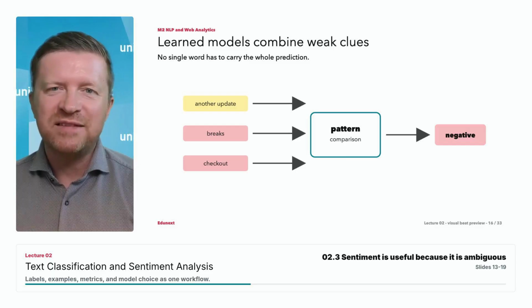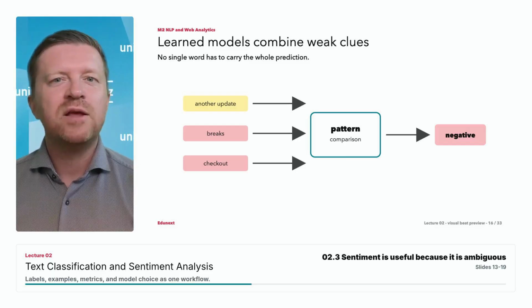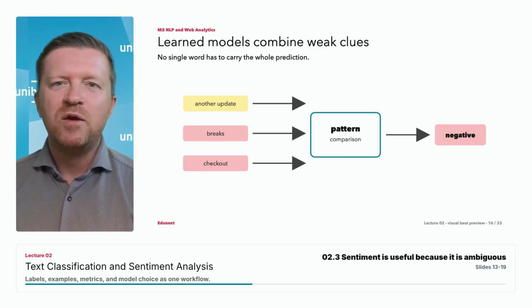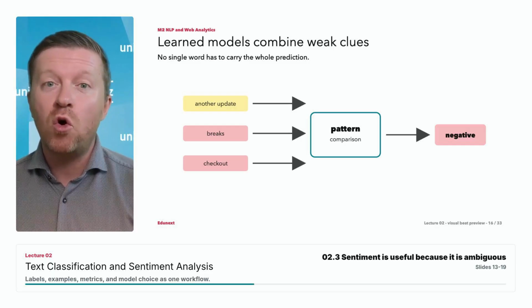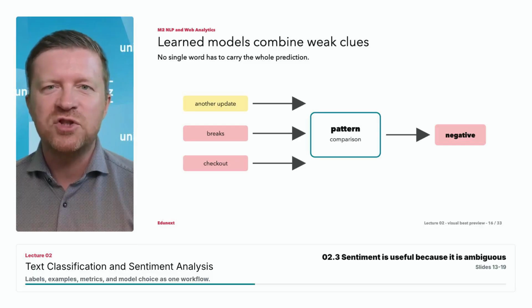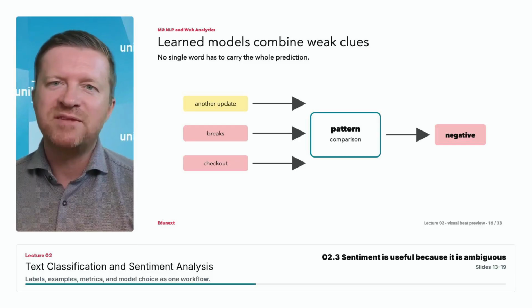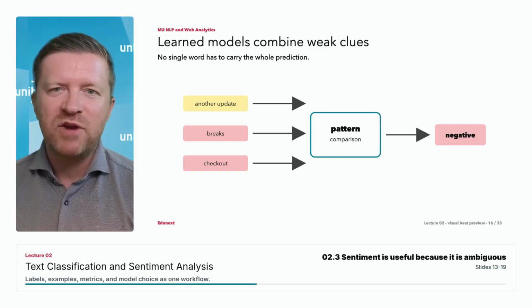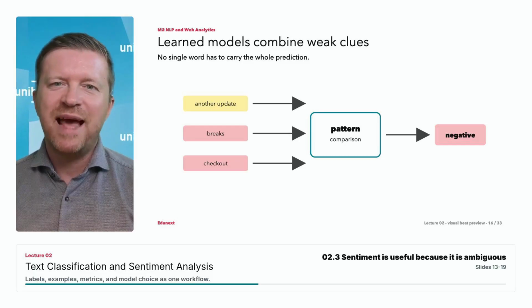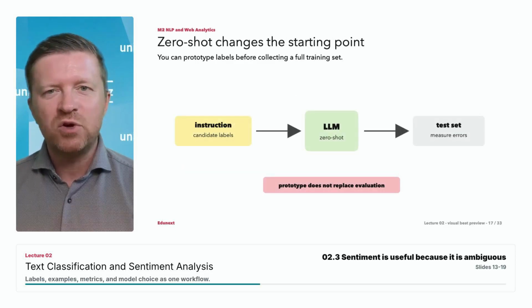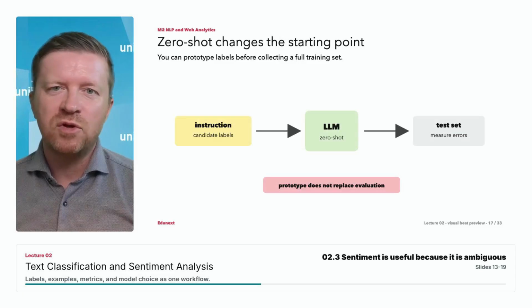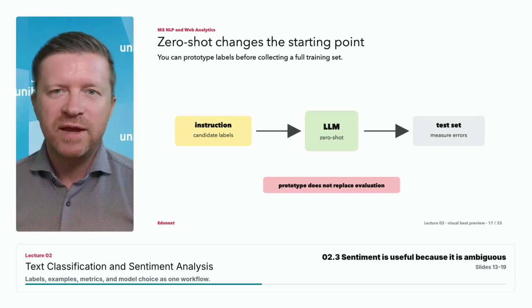A learned classifier works differently. It can learn that "another update," "breaks," and "checkout" often travel together with frustration or urgency. It does not need to trust just one keyword. It can combine several signals. This is not magic. It still depends on the quality of the training examples, but it can handle patterns that are hard to write as simple rules. Modern language models give us another option: zero-shot classification.